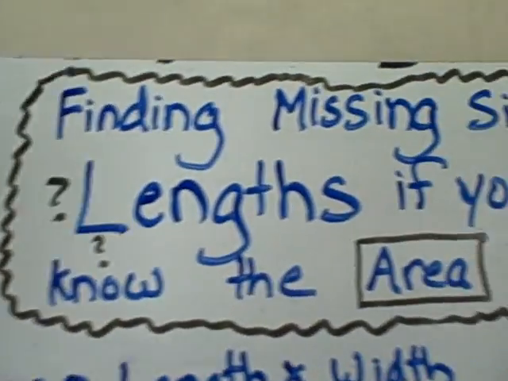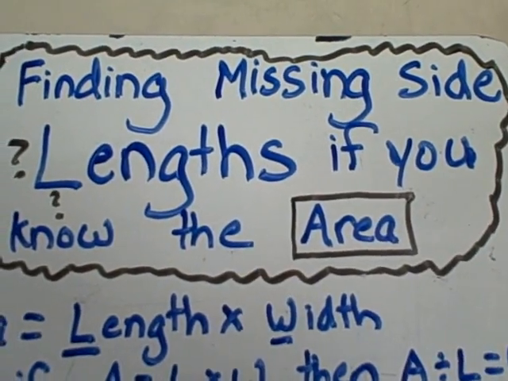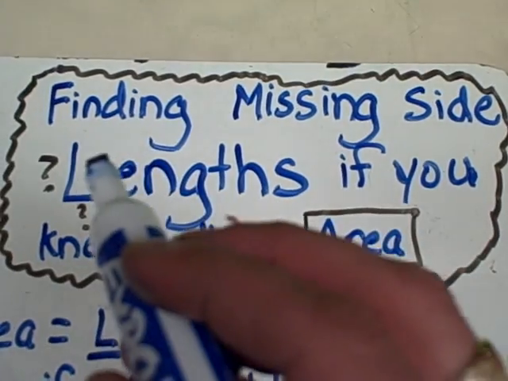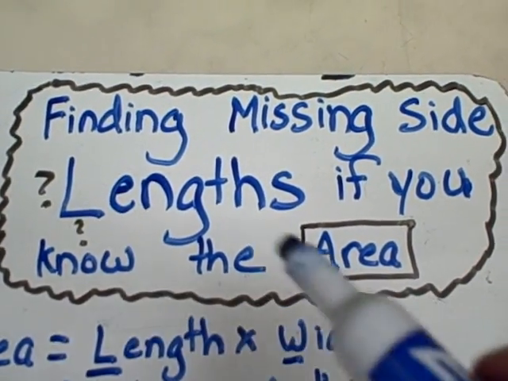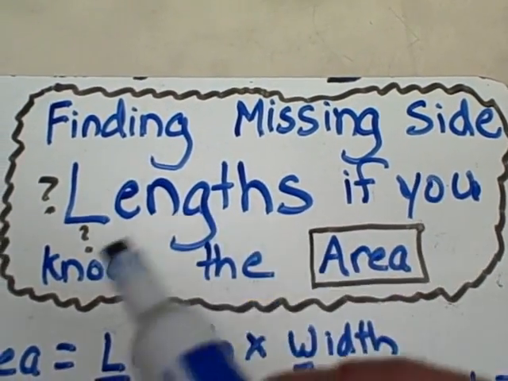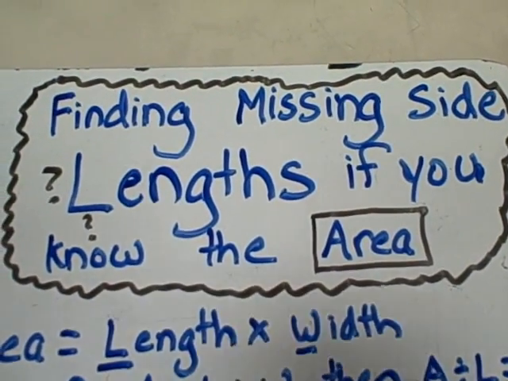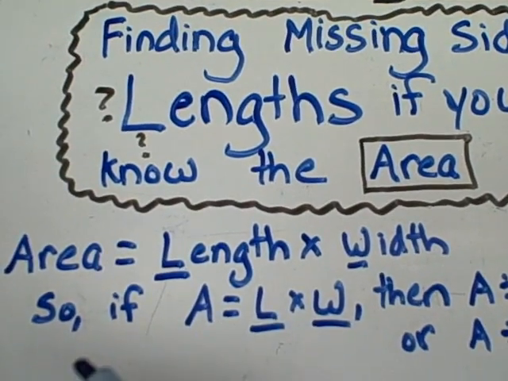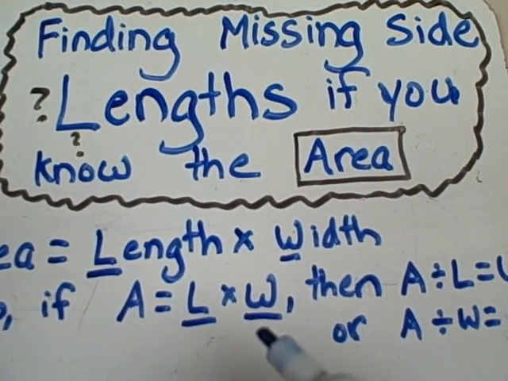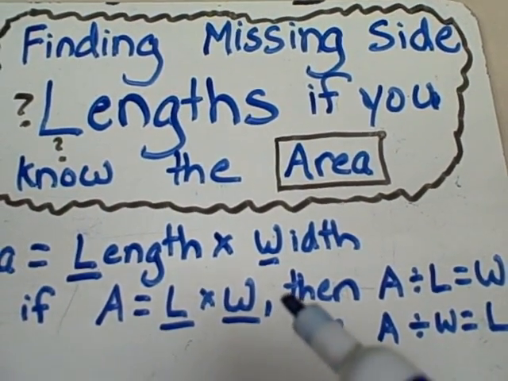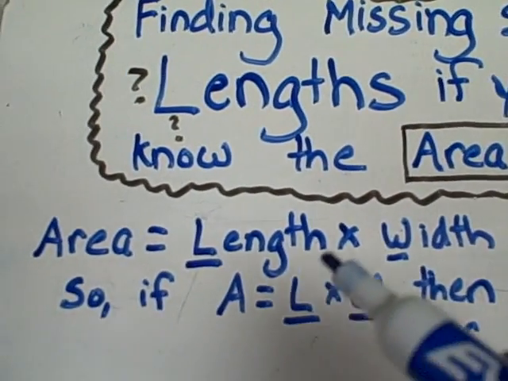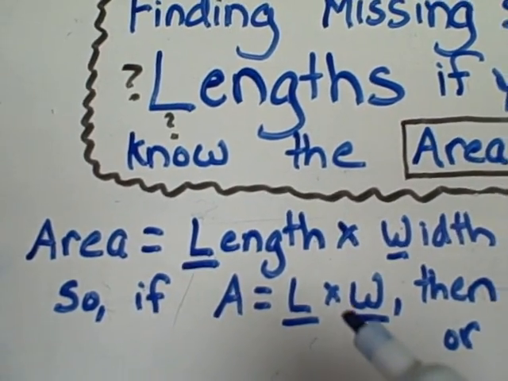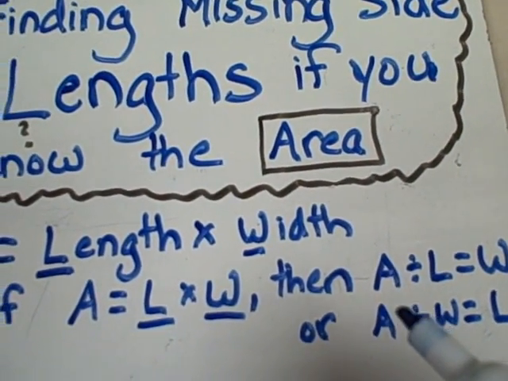But sometimes we come across a problem where you know the area, but you don't know one of the side lengths. So this lesson is here to show you how to find missing side lengths if you know the area. Area is length times width. So if area is length times width, then you can do a turnaround fact. What's the opposite of multiplication? The opposite of multiplication is division.